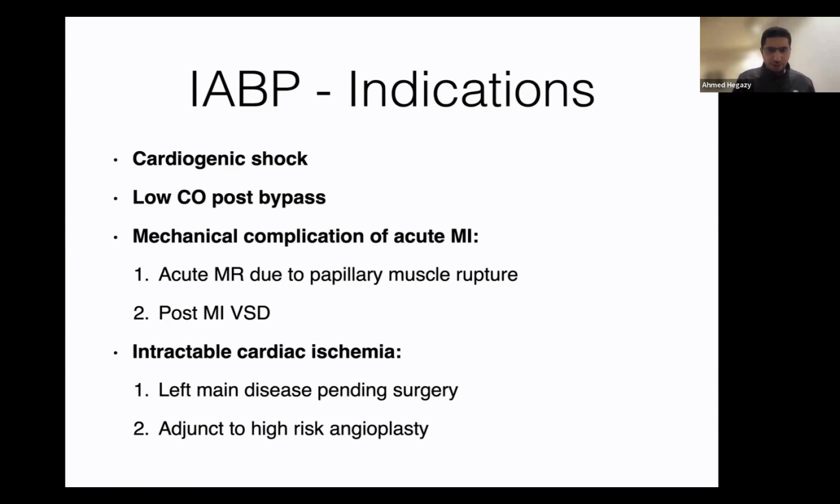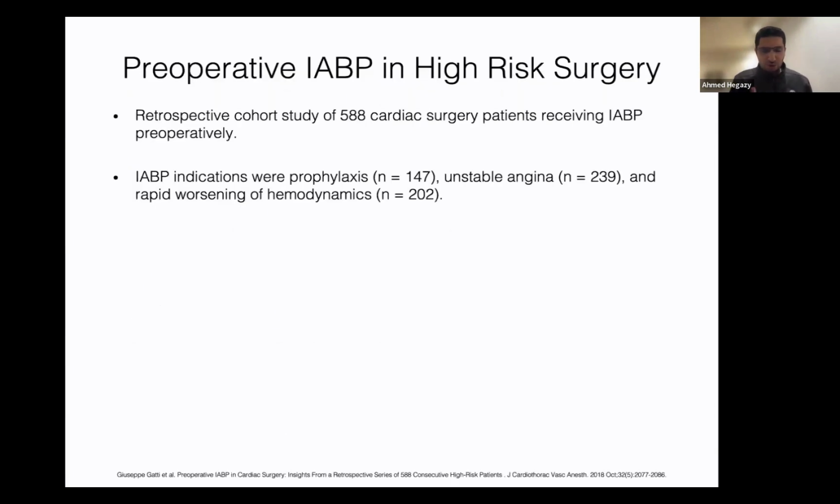And then when you have somebody with left main disease, this study here tried to prove the benefit, but they failed. This study did not show a benefit from putting in a preoperative balloon pump for somebody with left main disease. This was a retrospective cohort study of 588 patients who received a balloon pump pre-op before going to the OR. Some of them were not left main disease. Some of them were just put in prophylactically. It was felt that it was a high-risk patient. Some of them had unstable or crescendo angina, and some of them had rapidly worsening hemodynamics.